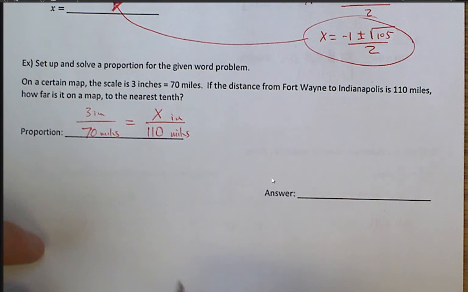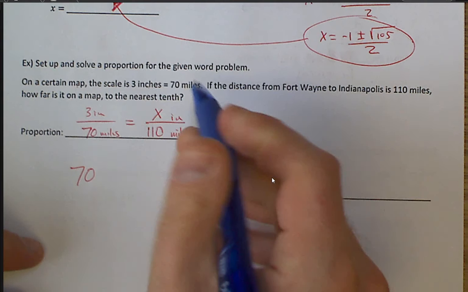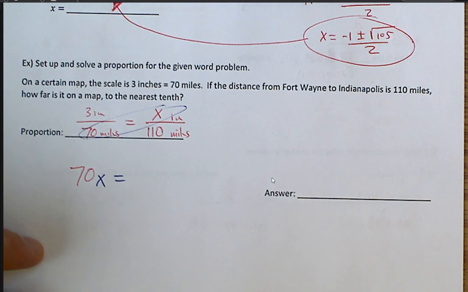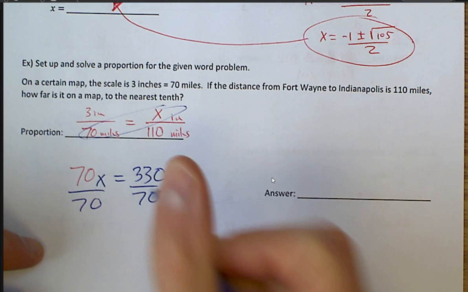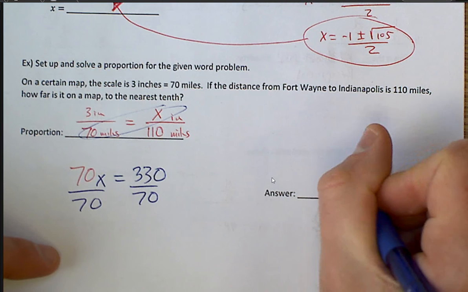So you'd cross multiply. 70 times x. If you're doing your butterfly method here, 70 times x is 70x. 3 times 110 is 330. And you would divide that by 70. We'll just round it to the nearest tenth, so it's going to be 4.7 inches.